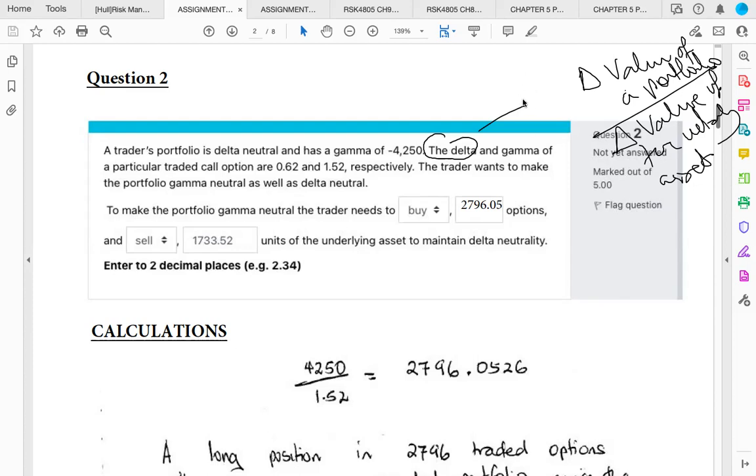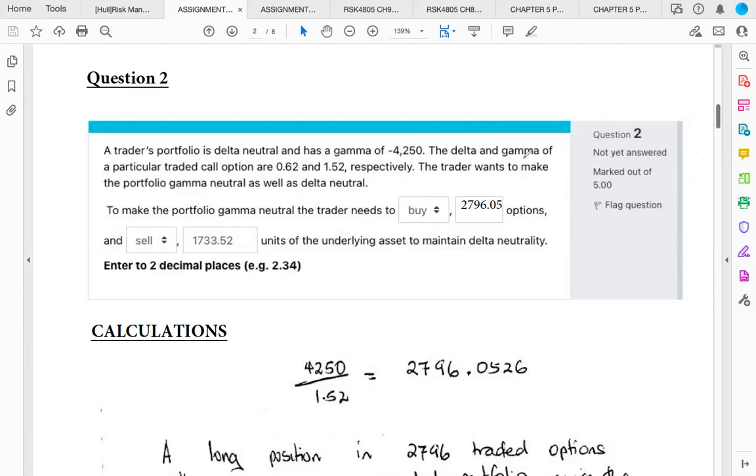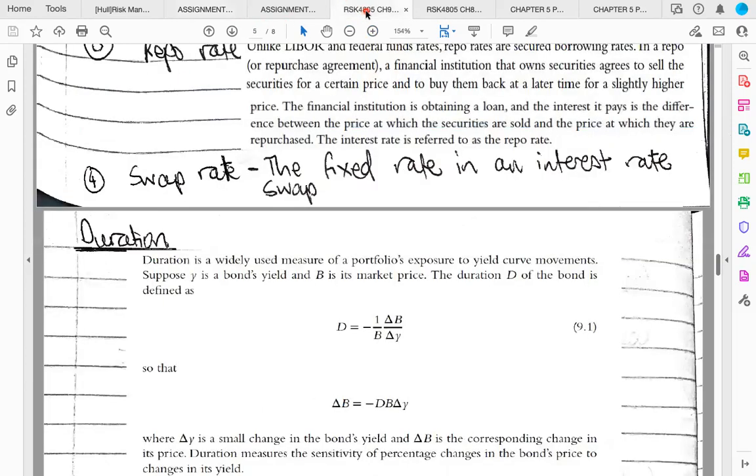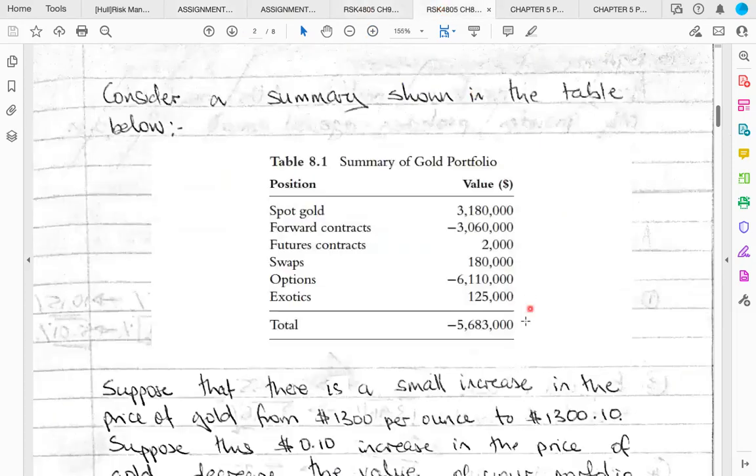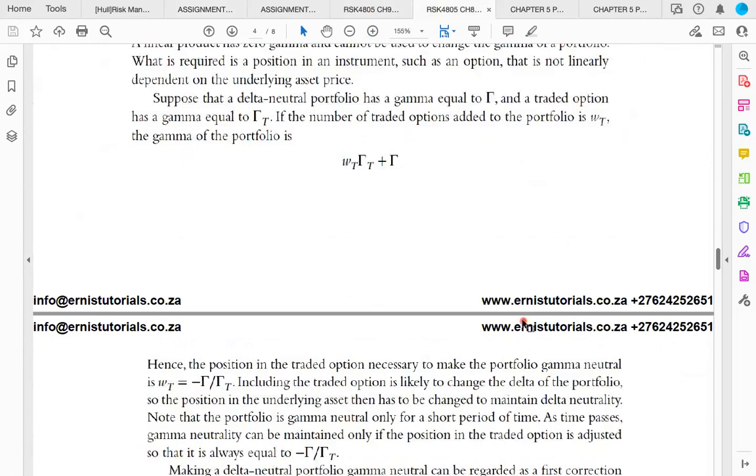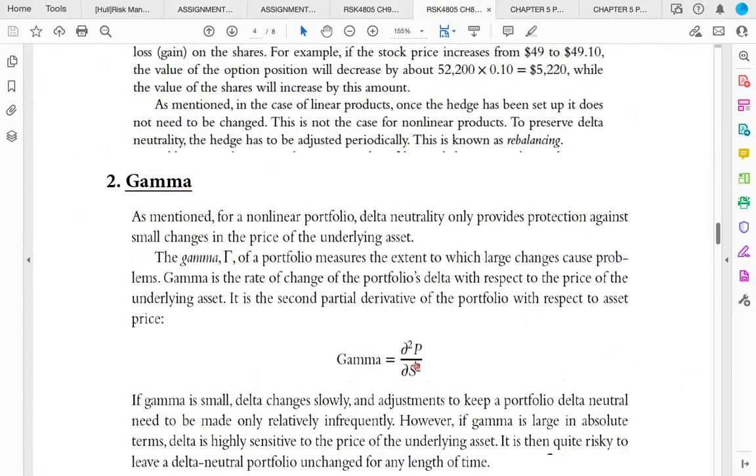Okay, so that's delta. And closely related to delta is gamma. We can define gamma as follows. I just like to refer to this to make it easier for you to follow. Gamma can be defined as the rate of change of the portfolio's delta with respect to changes in the price of the underlying asset, right?